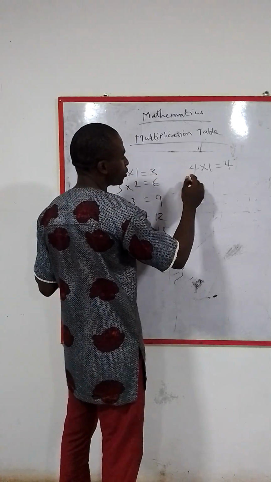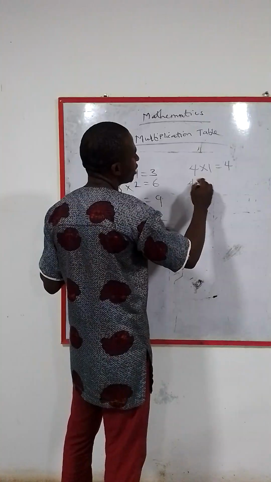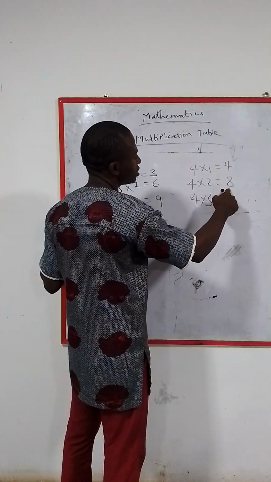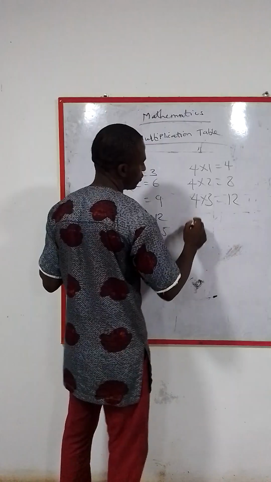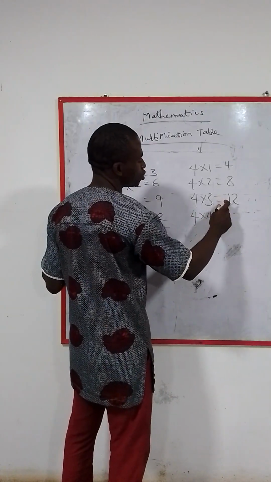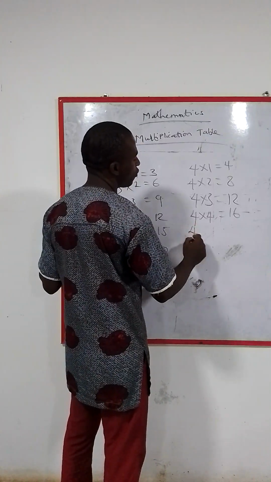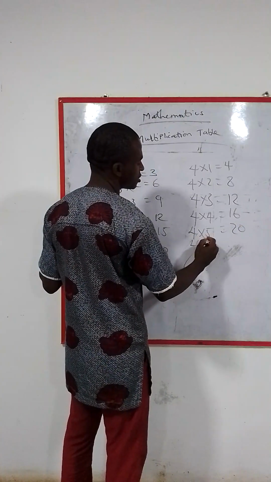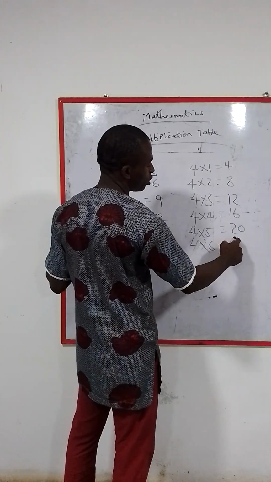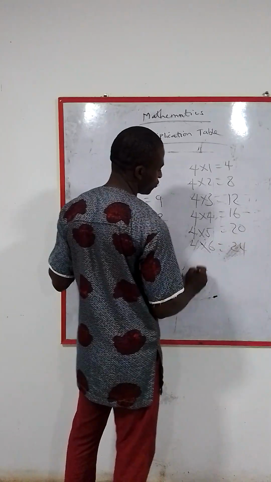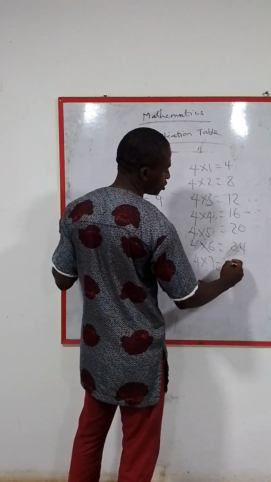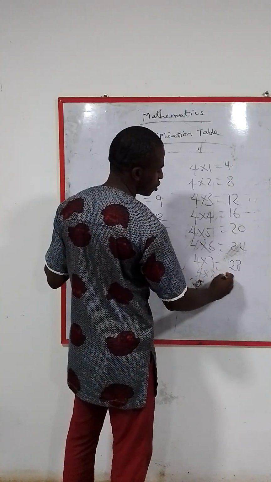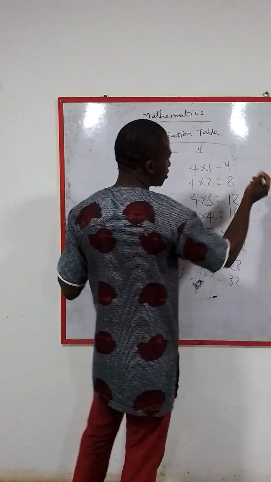I will show you the importance of this in mathematics. 4 times 2, when you add 4 to this, you have 8. 4 times 3, when you add 4 to 8, you have 12. 4 times 4, when you add 4 to 12, you have 16. 4 times 5, when you add 4 to 16, you have 20. 4 times 6, when you add 4 to 20, you have 24. 4 times 7, when you add 4 to this, you have 28. 4 times 8, when you add 4 to this, you have 32. Let's go to 5 times.